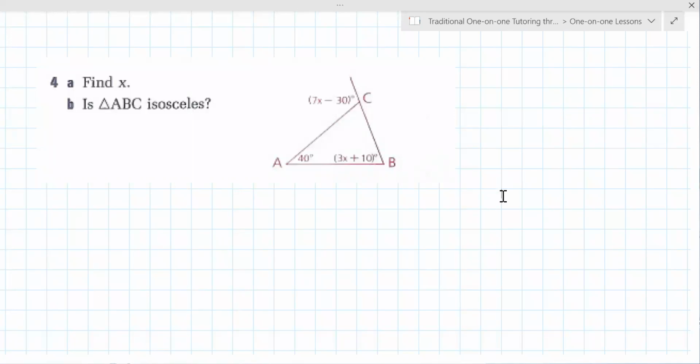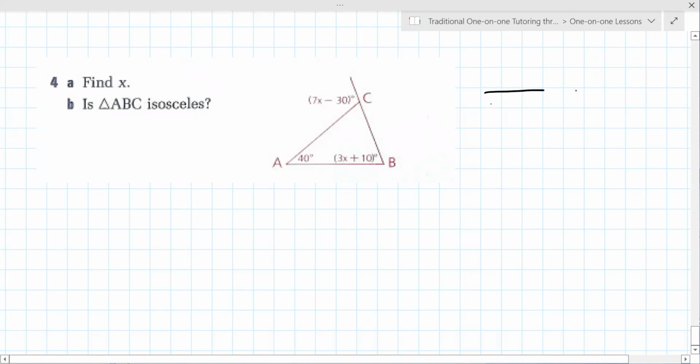7x minus 30 plus 40 equals 180. Why did you add 40? Because it's opposite interior. That would be true if the lines were like this. So the only thing you can find is, let me see. What you said would work if it looked like this, like if this were 7x minus 30 and this were 40, that would work. But there's no other line to draw to.